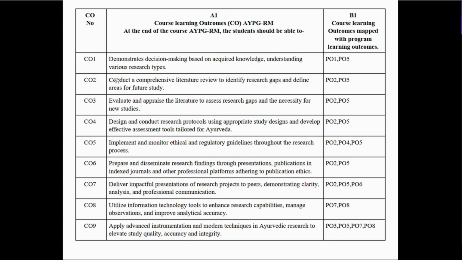CO is course learning outcome and PO is program learning outcome. So in CO, if it is CO1, these points, that is demonstrate decision making based on the acquired knowledge and understanding of various research types, it will be covered in PO1 and PO5. Just for that sake, they have mentioned the details here.